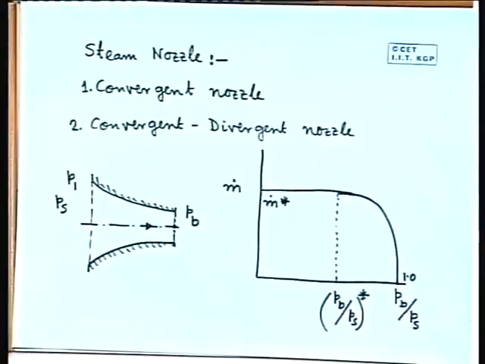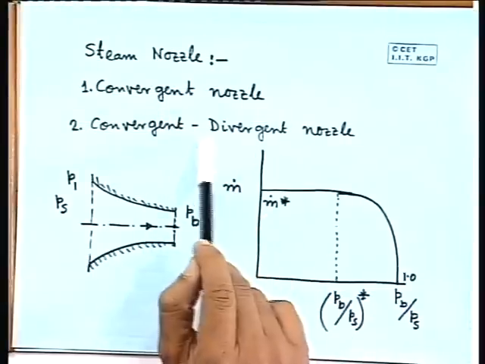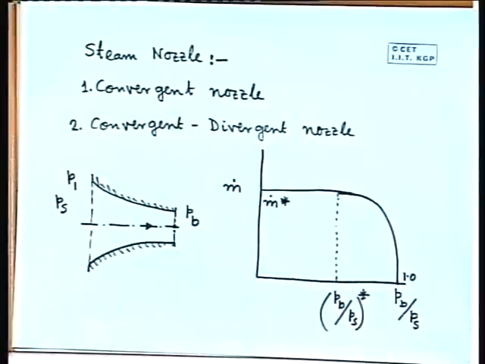See, steam nozzle can be of two different types depending on its geometry and mode of operation. One is convergent nozzle and another is convergent divergent nozzle. Let us first understand the working principle of a convergent nozzle.